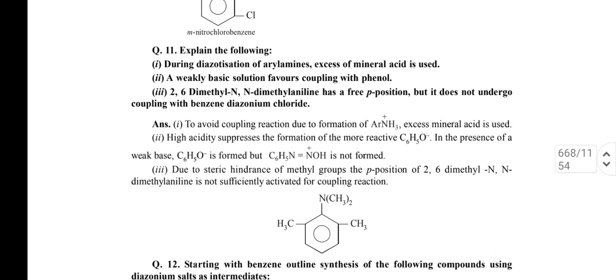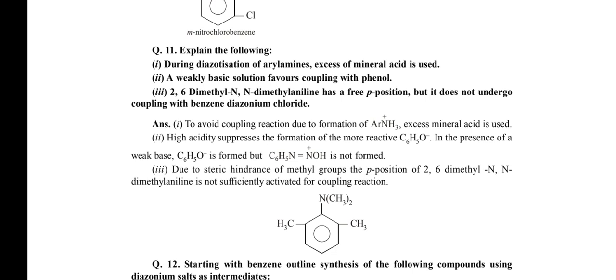Question number 11. Explain the following. During the diazotization of aryl amines, excess of mineral acid is used. Answer: to avoid the coupling reaction due to formation of aryl NH3 positive, excess mineral acid is used. Number second, a weakly basic solution favors coupling reaction with phenol. High acidity suppresses the formation of the more reactive C6H5O negative.